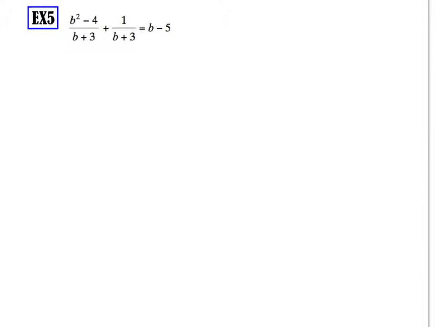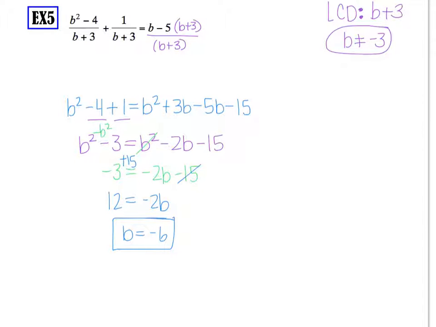All right, example 5. I want you to go ahead and pause the video and see if you can solve this one on your own. All right, so when I solved this out, I ended up with b equals negative 6. If you got that, you can go ahead and move on to the next problem. If you didn't, I'll explain it now.